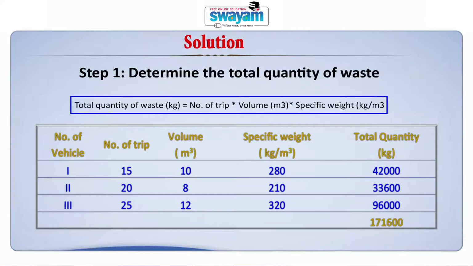And for the second vehicle, it will be 20 trips into 8 volume into 210 as the specific weight. The value will be 33,600. So on, you can calculate whatever is given in the table. Now at the end, you add all the total quantities and you will get the total amount of waste generated by all the 3 vehicles. So this will give you the total quantity of waste in kilograms.